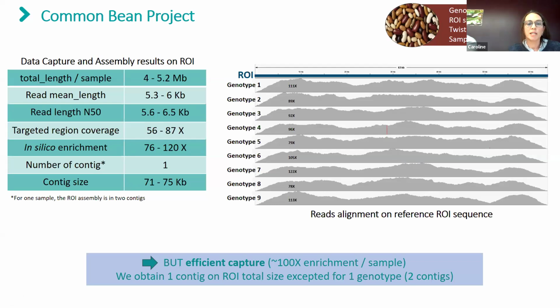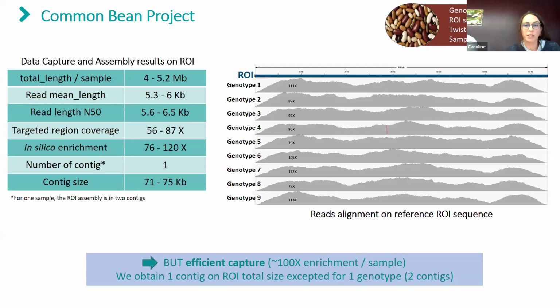Finally, we performed a de novo assembly, and we obtained only one contig on the target region for 9 out of the 10 samples. So only one genotype required two contigs to fully span the region.